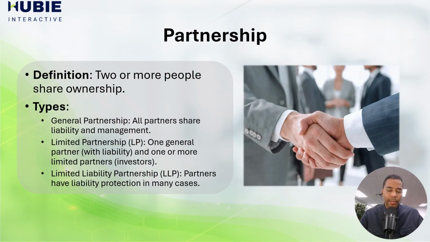The next entity we're going to talk about is called a partnership. The definition is where two or more people share ownership of a business. There are a few different variations of a partnership, including a general partnership, where all partners share liability and management. There's a limited partnership, where one general partner has all the liability, and there are one or more limited partners, also known as investors. There's the limited liability partnership as well, where partners have liability protection in many cases.